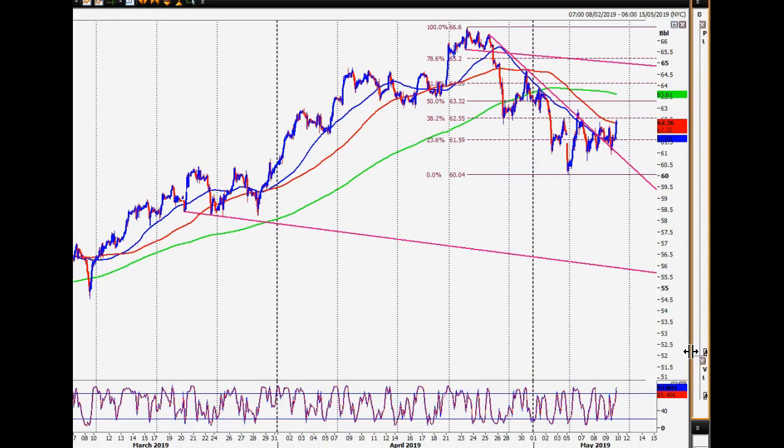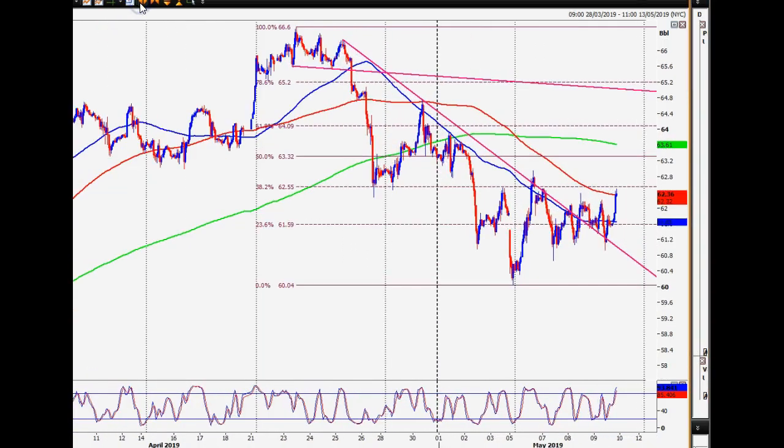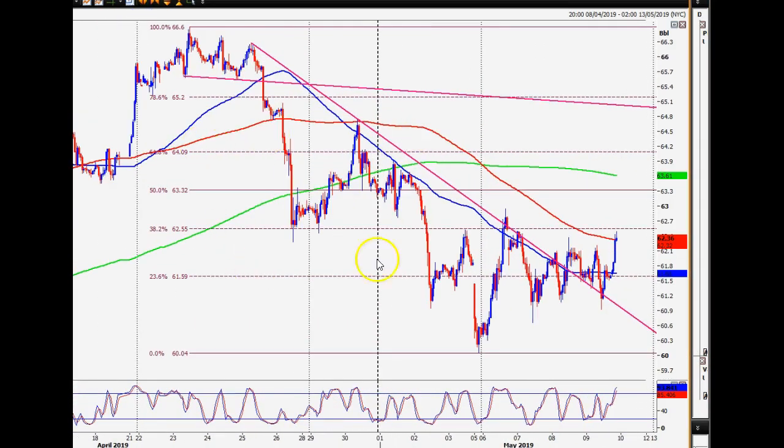So let's have a look at the hourly chart. What does that tell us? We've broken above a little trend line, not particularly relevant. We've got some very minor resistance up at 62.55. You can see the 200-hour moving average, the red line, at 62.35. We're trying to push above there, so I think we can recover in oil.